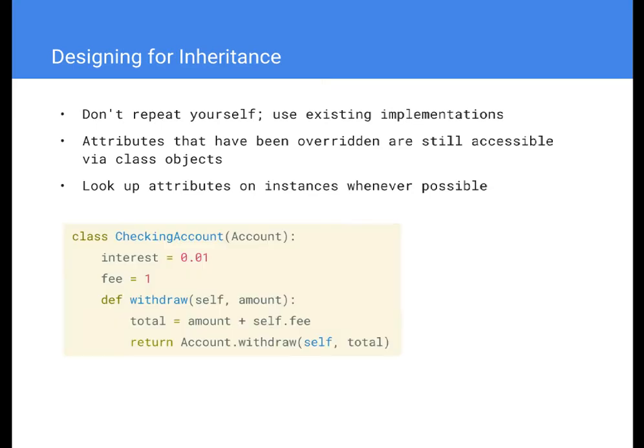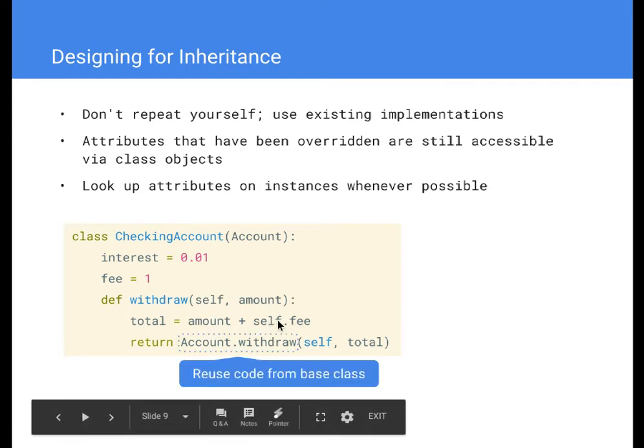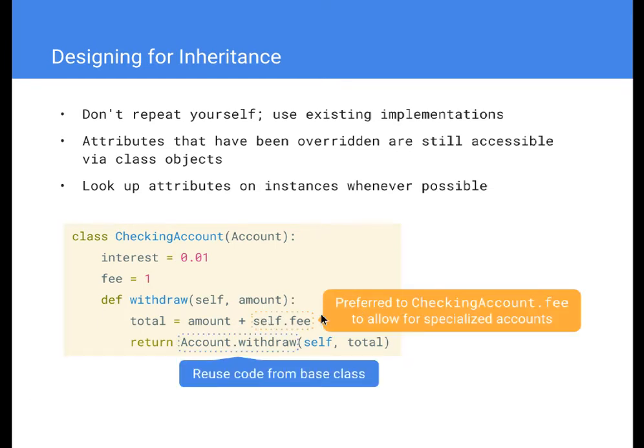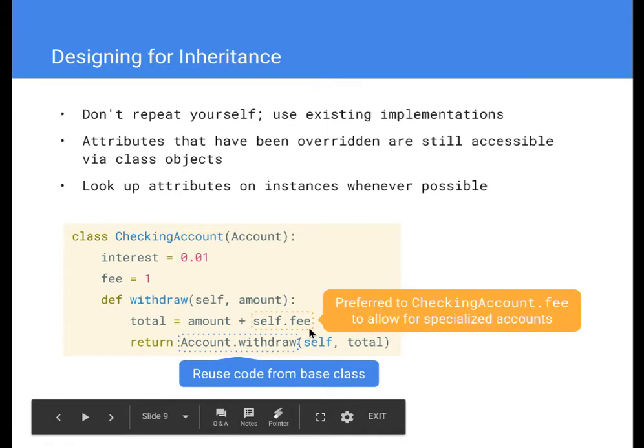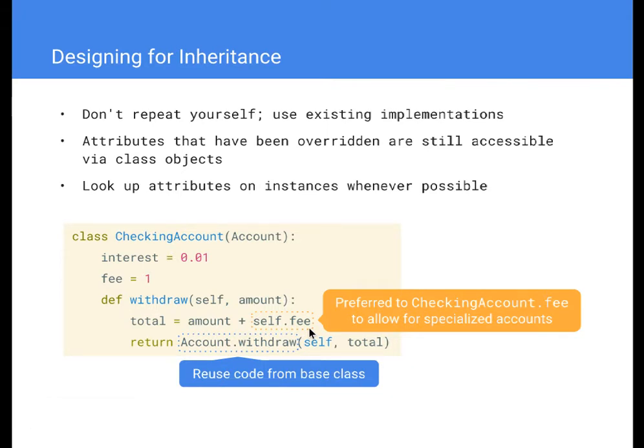Let's say we have this. This is the checking account code that we saw from the last slide. We have an interest rate 0.01 and a fee of 1. But notice here, the self.fee, why did we not say CheckingAccount.fee? Think about it for a moment, and then converse with the person next to you. Why do we say self.fee instead of CheckingAccount.fee? Go.